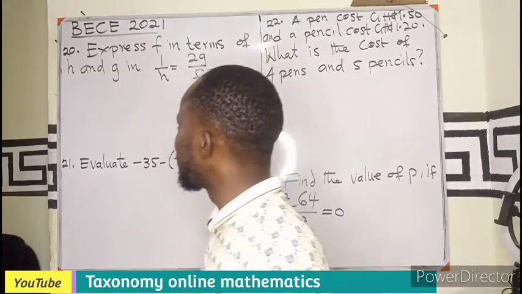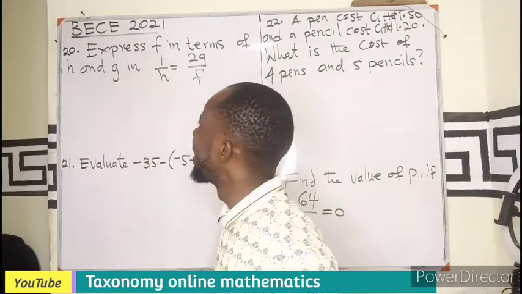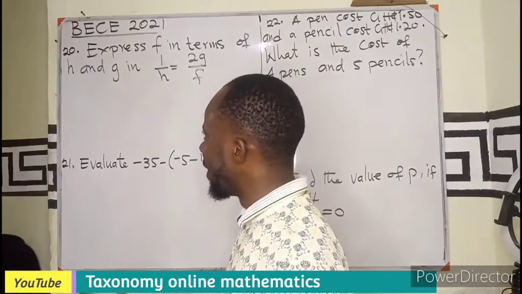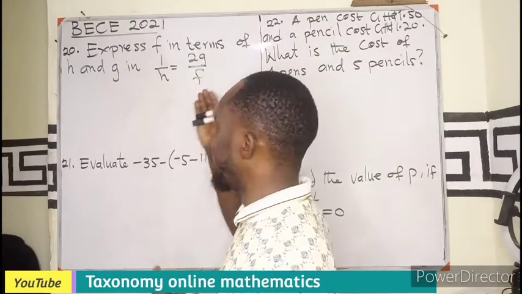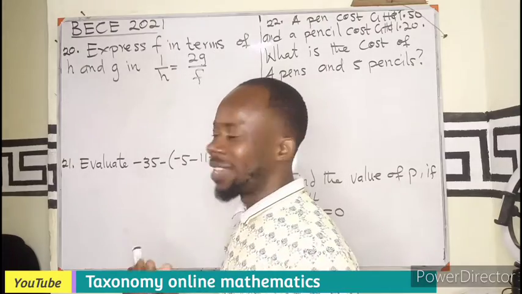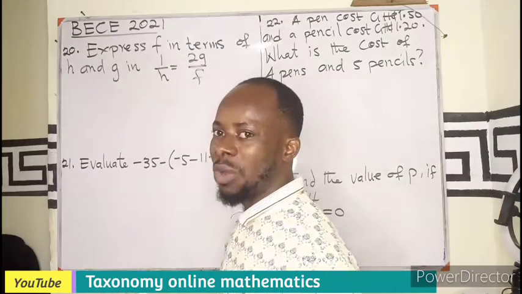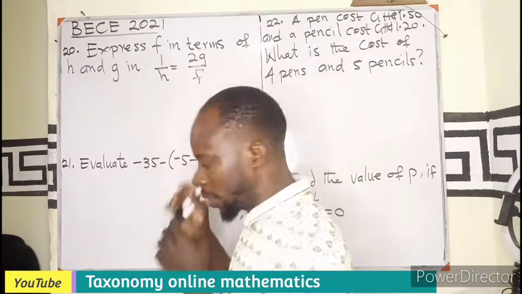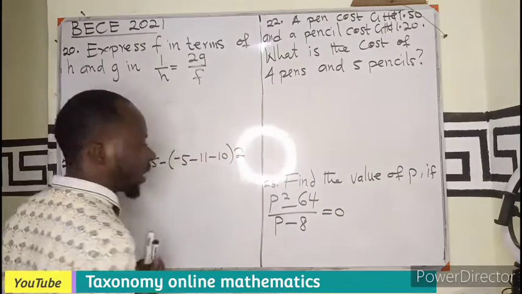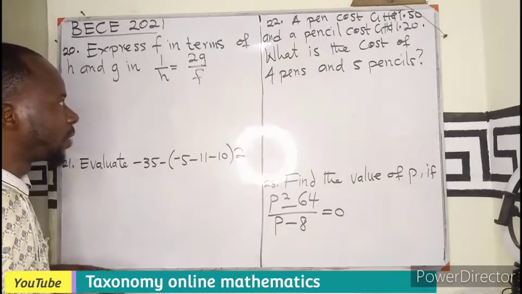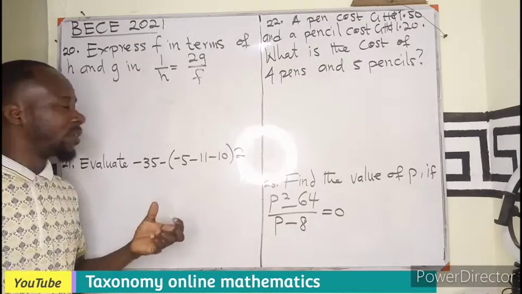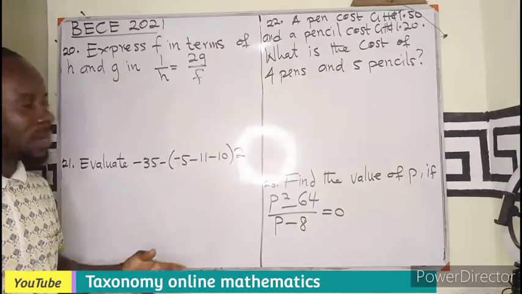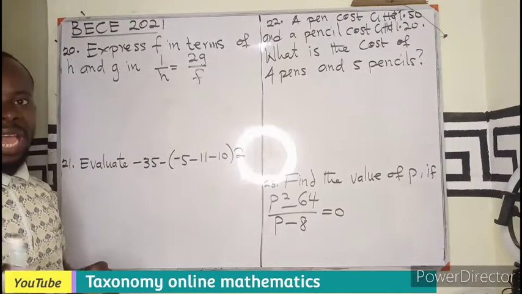Question number 20, we have to express f in terms of h and g in this relation. If you are asked to express f in terms of h and g, it simply means making f the subject of the relation. In this case, we have a fraction on both sides of the equal sign, and each fraction is singular, so we can just cross multiply, whereby 1 will multiply f.